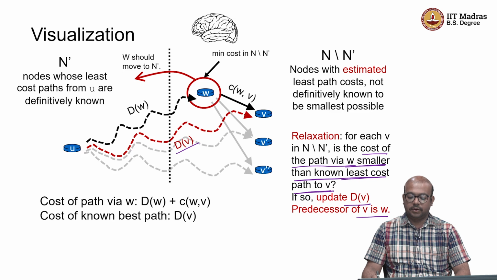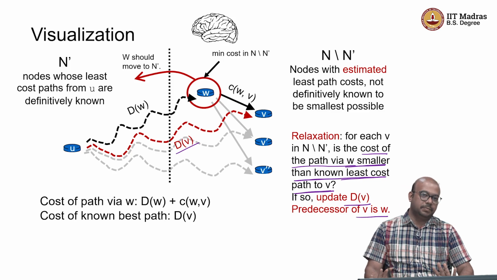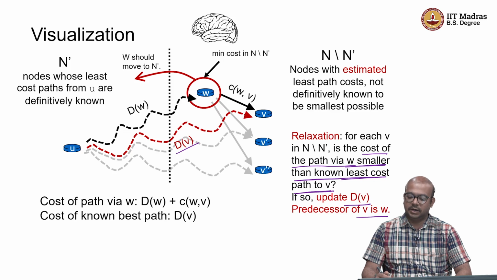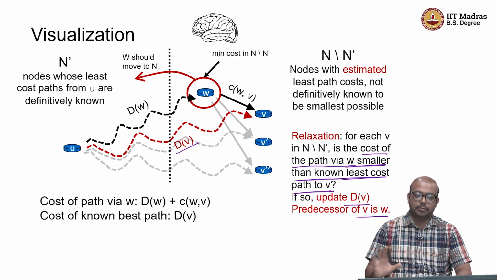Okay, and you can do it for all the other nodes V prime, V double prime and so on. If appropriate, you can update the belief about who is the right predecessor to reach these V primes and V double primes and so on. Okay. If your current belief is optimal, keep it. If the knowledge of the W shortest path could improve your beliefs, then use that. Okay. Hope this is clear.